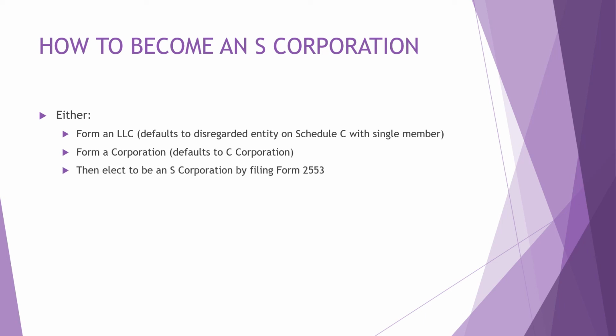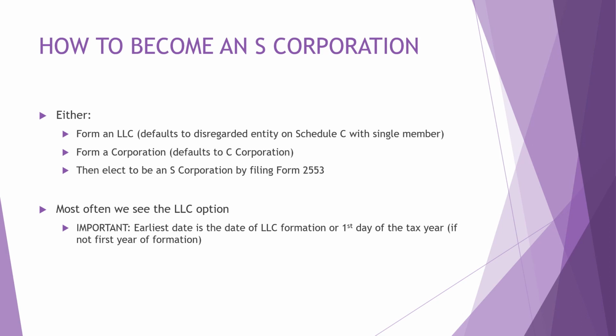So either way, to elect to become an S corporation, you'll need to file Form 2553. That tells the IRS, hey, I don't want to take that default tax status, I want to be an S corporation. Most often, we recommend and see clients choosing to become an LLC as opposed to just a true blue corporation, because the LLC is usually a little easier to set up, not as many annual requirements, etc. So that's usually what we're seeing here.